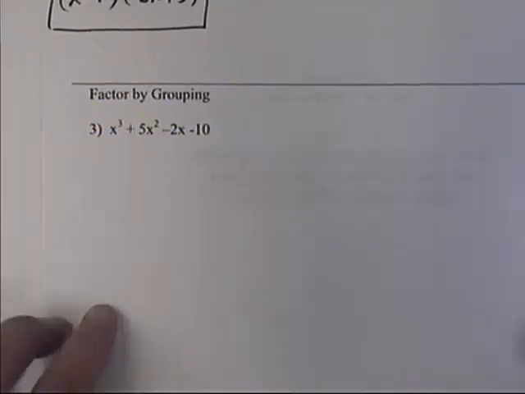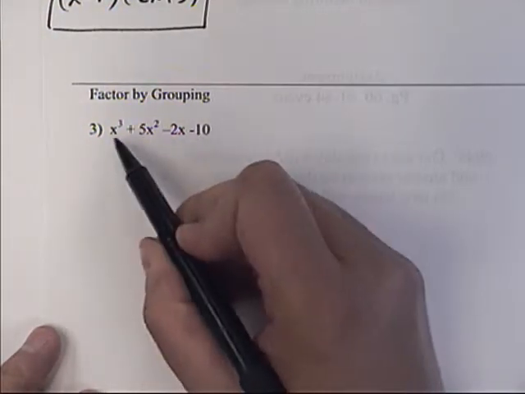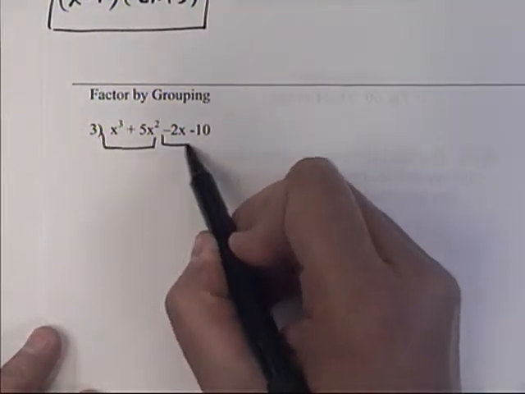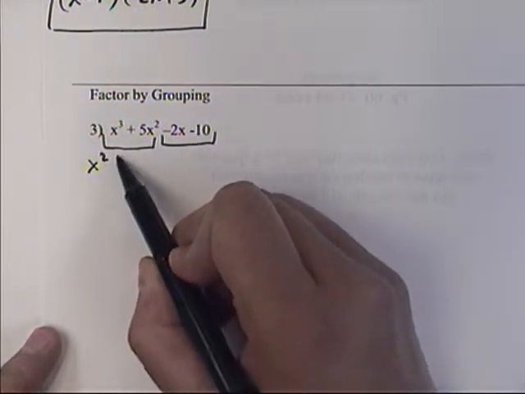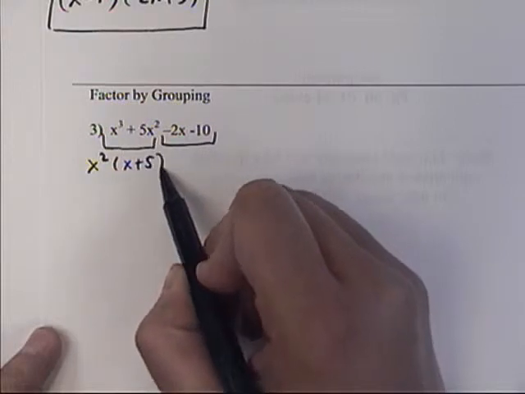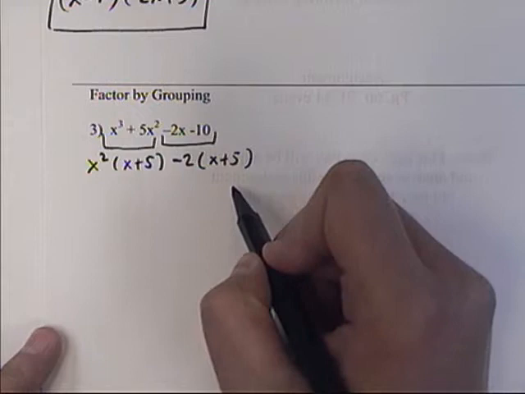Now, factoring by grouping basically means that you have a 4-term polynomial, 1, 2, 3, 4, and you can look at it in groups, the first two and the second two terms. The first two terms I can factor out an x squared, which leaves me with x plus 5. The second two I can factor out a negative 2, which also leaves me with x plus 5.